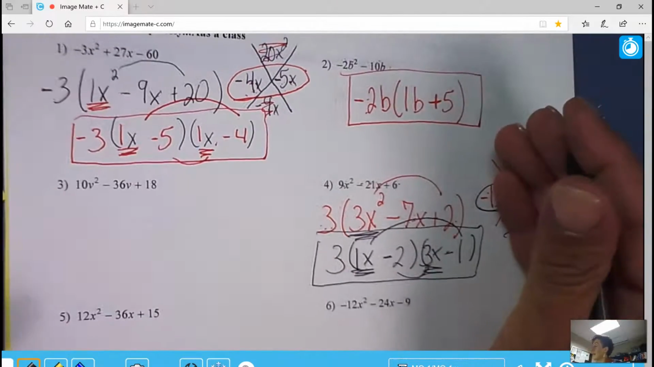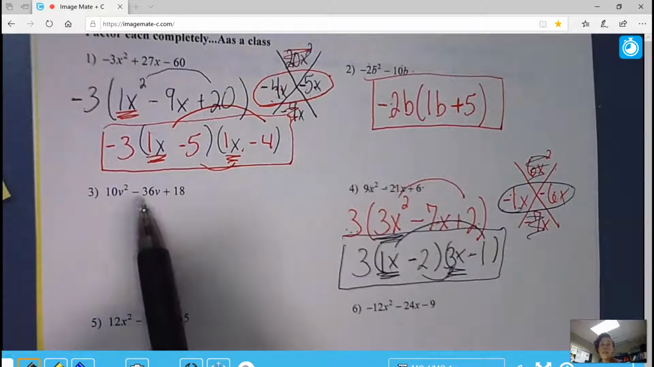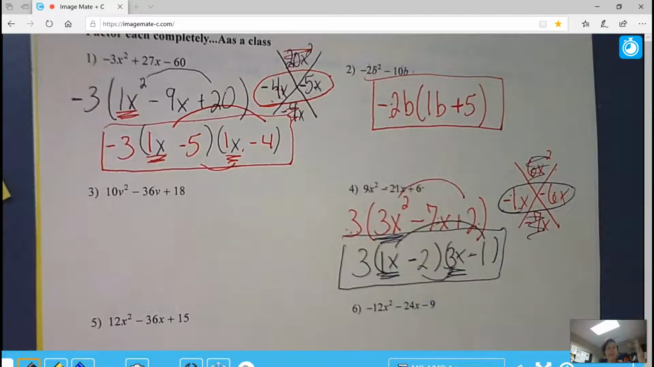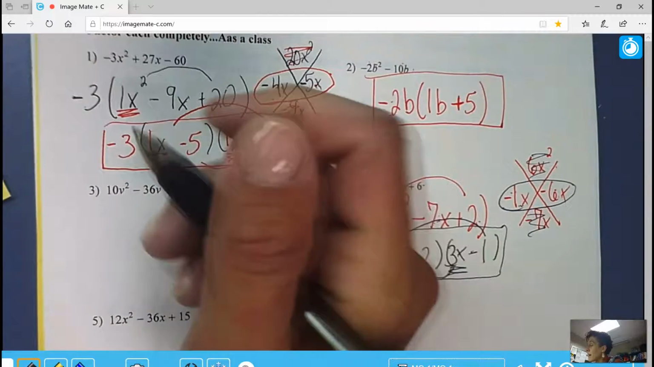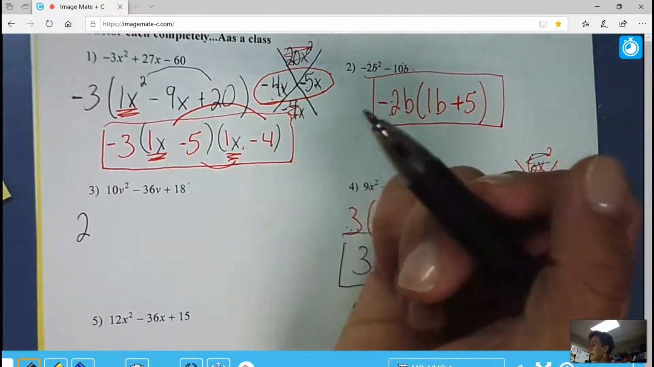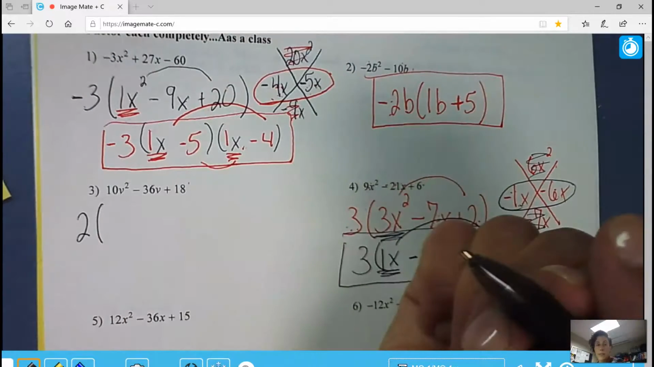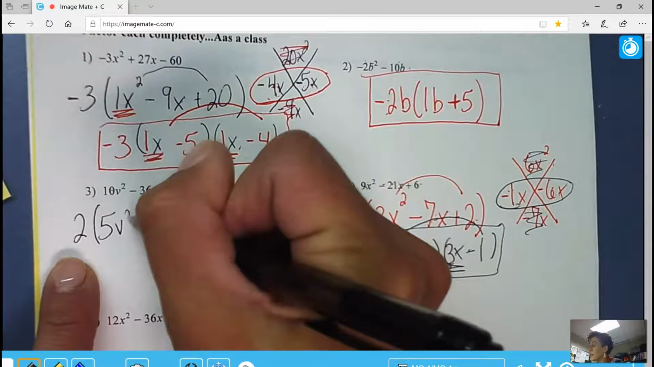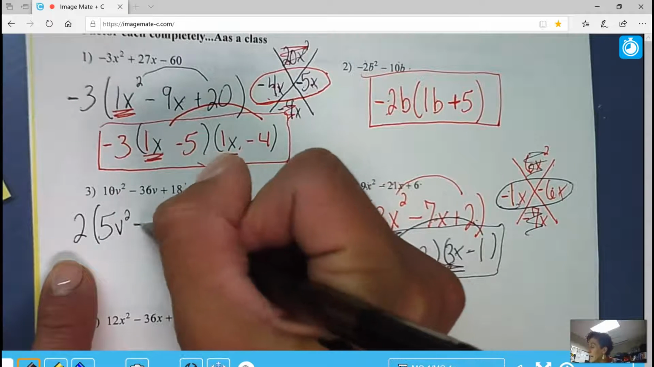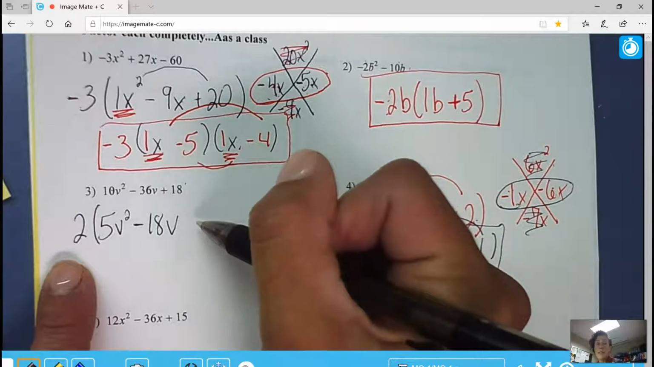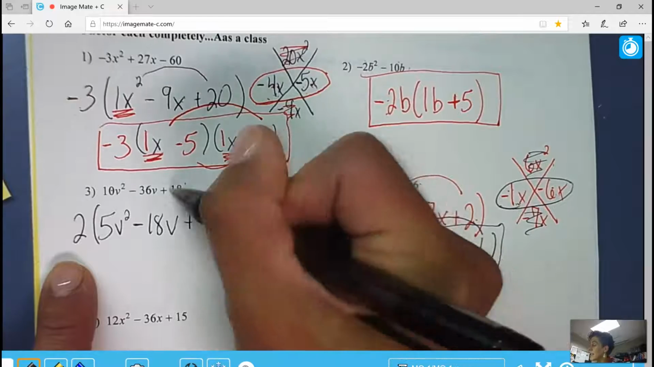All right, let's take a look at 3. So again, starting with the GCF, 10 is my smallest number, but 10 doesn't go into those. So if it's not 10, it's going to be smaller than 10. And the smallest number under 10 that goes into all 3 of these is going to be a 2. And then they don't all have v's, so I'll just take a GCF of 2 out. So 2 times 5 is 10 with the v squared. 2 times negative 18 is negative 36 with its v, and 2 times 9, positive 9, is 18 with no v.